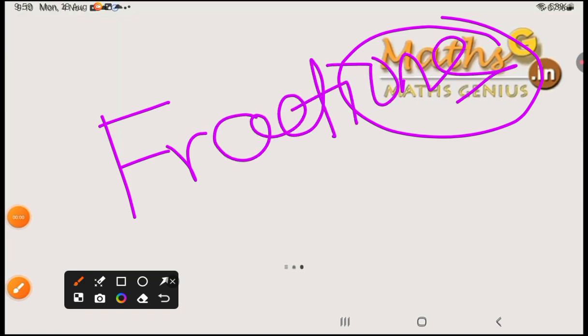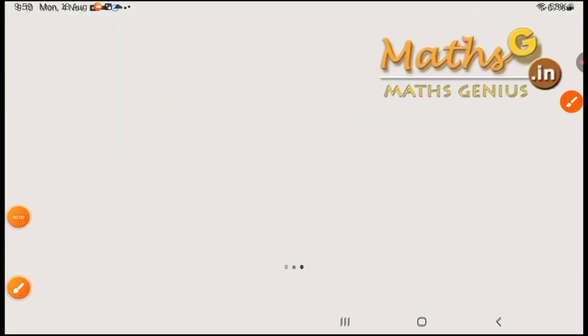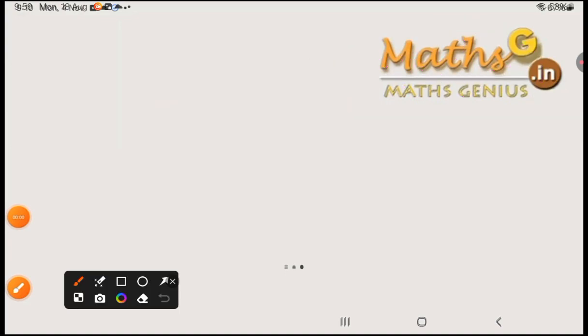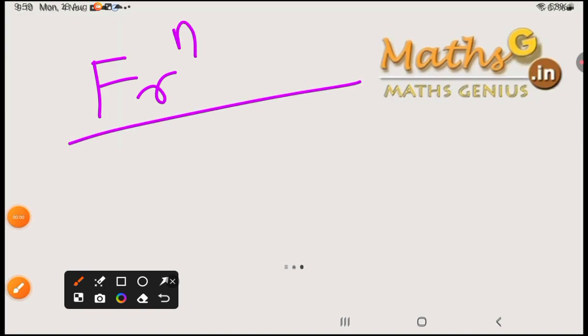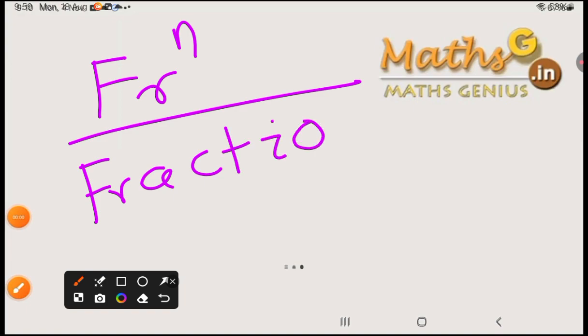So what exactly are fractions? How do we write it? What are its different parts? And what are the different types? To start with, fraction, in short I can write this, the full spelling is FRACTION. So when we are pronouncing it, we are pronouncing it as fraction.